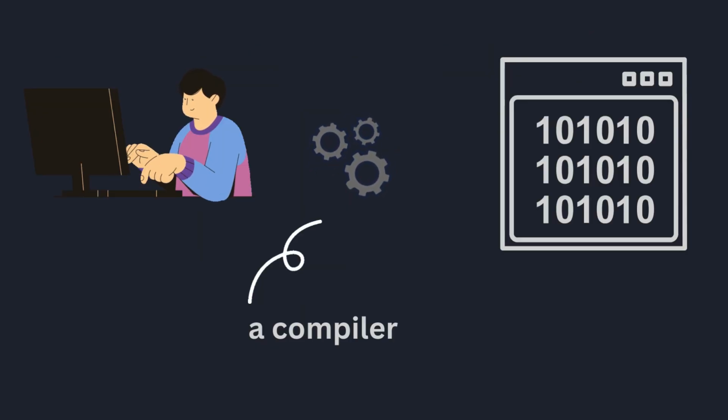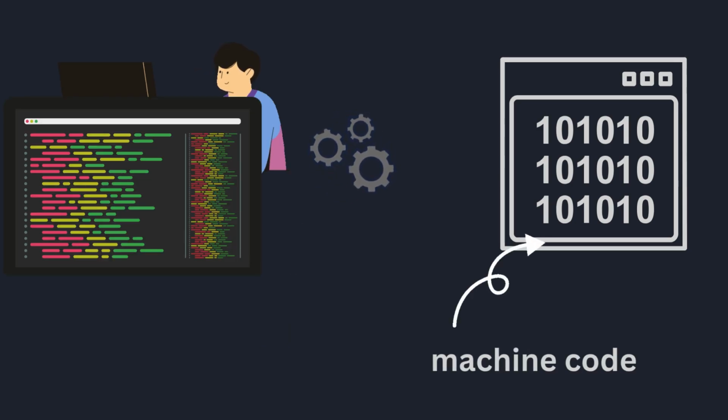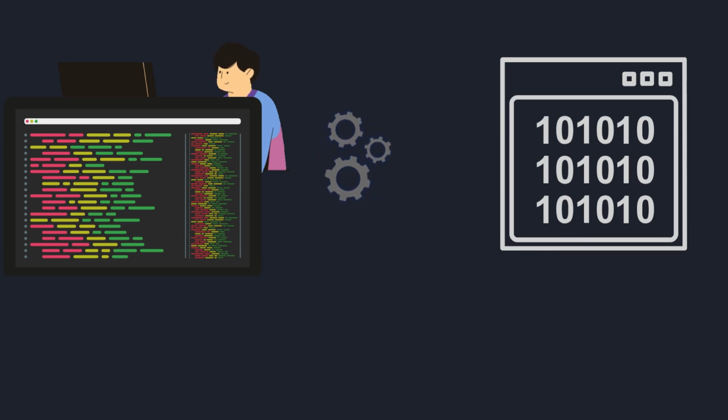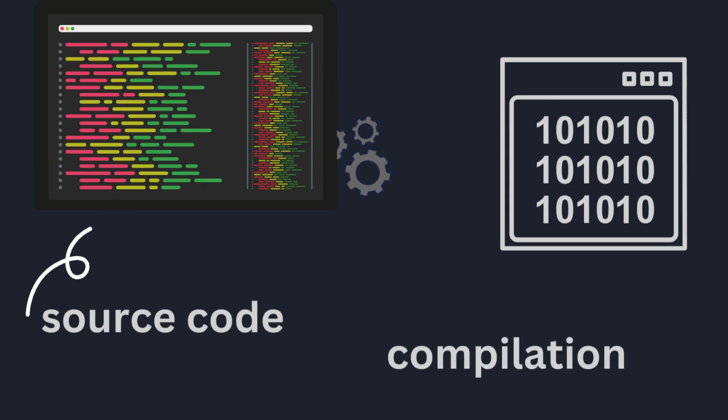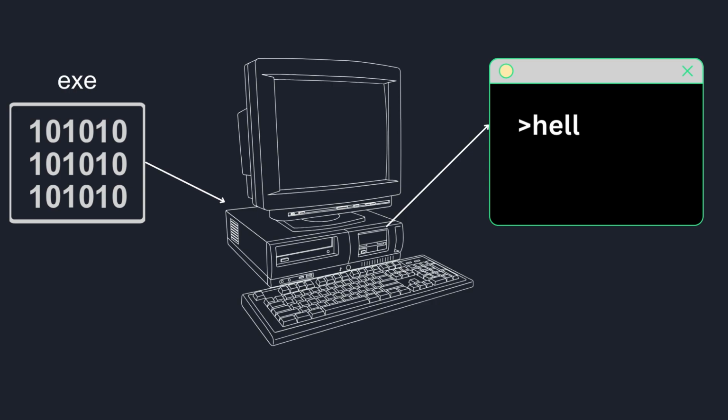A compiler is a specialized software program that translates high-level source code written in a programming language into machine code or an intermediate code. The process of translation is known as compilation. Think of it like this. You have your source code written in a compiled language. Then what the compiler does is it creates a separate file that contains machine code. So this file is in executable form, meaning it can run directly on your machine.